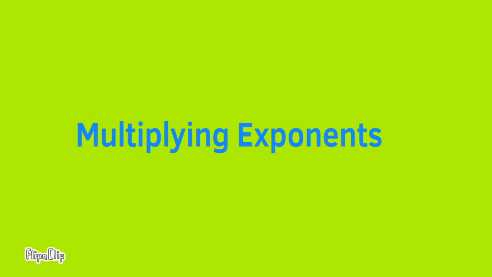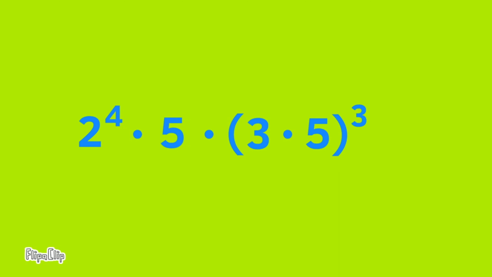Number 3, multiplying exponents. This example shows the multiplication of exponents. You'll notice an exponent on the outside of the parentheses. This exponent goes with each of the bases on the inside of the parentheses. For example, 3 to the power of 3 times 5 to the power of 3. And you noticed once I moved that exponent to the bases on the inside of the parentheses, I was able to remove the parentheses. And since this expression is only dealing with multiplication, we can rearrange the order of the terms.